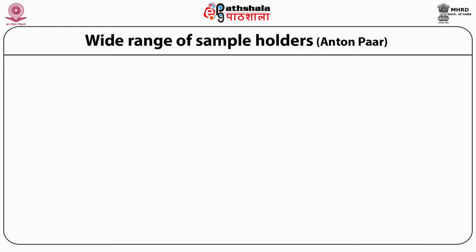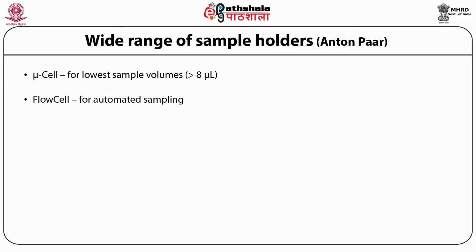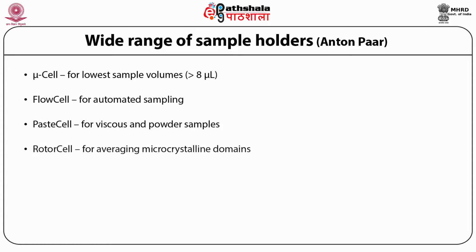Let's have a look at what wide range of sample holders are available. These are the holders which are available from Anton Paar. Mu cell is used for the lowest sample volumes, and flow cell for automated sampling. In the case of viscous and powder samples, paste cell is used. Roto cell is for averaging microcrystalline domains and tube cell is for disposable fluid pathways.